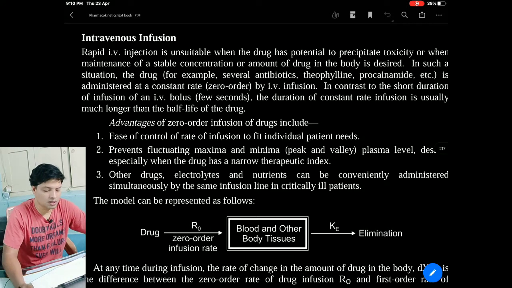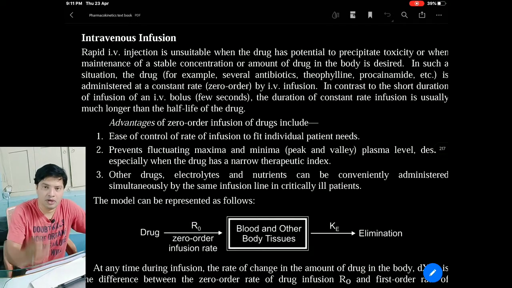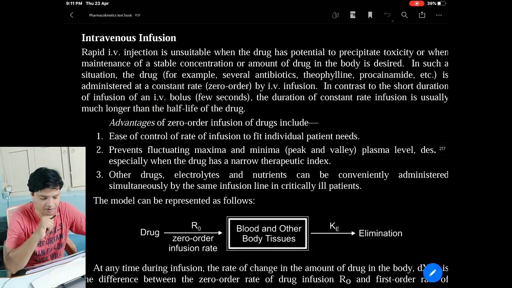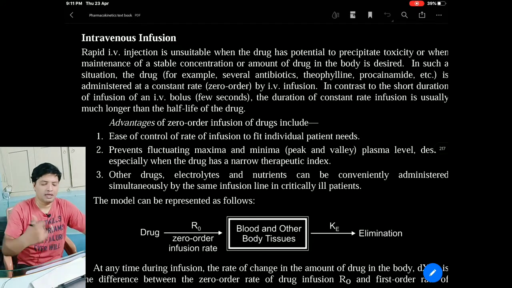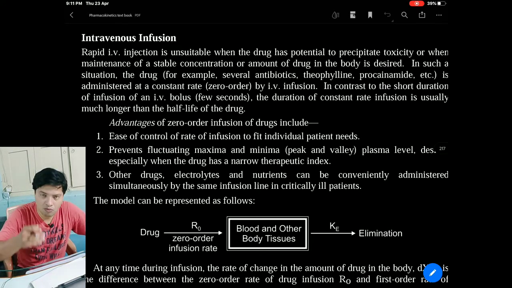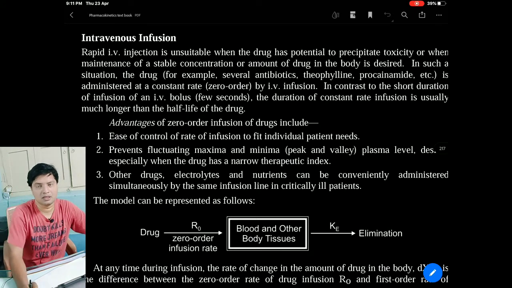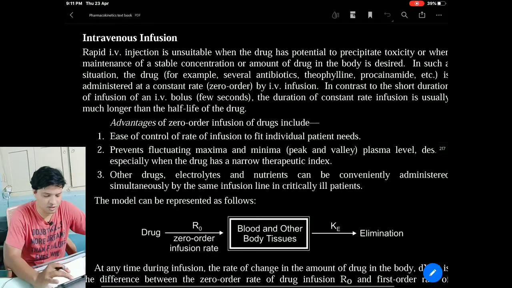So what are the advantages of this? The advantage is ease of control of rate of infusion to fit individual patient needs. Some patients may require a higher rate of infusion, some a lower rate. Depending on that, you can control the rate of infusion in this continuous infusion. It also prevents fluctuation of plasma drug concentration, and electrolytes and nutrients can be given slowly over a period of time through continuous infusion. So this is the advantage of continuous infusion.